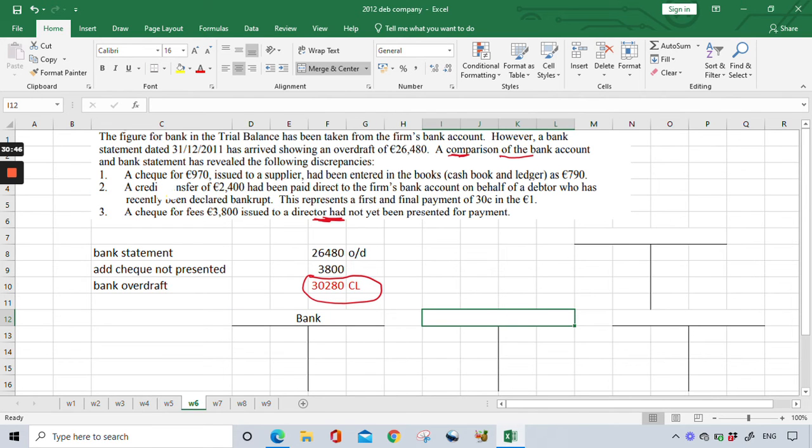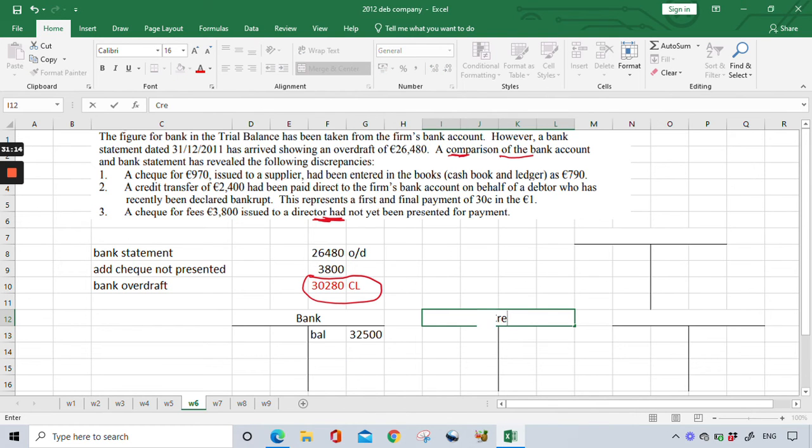A check for 970 issued to a supplier had been entered in the books, cash book and ledger as 790. So I'm going to come back to the bank. First of all, I'm going to get the balance from the trial balance, and it is 32,500 on this side. 32,500 is our balance.